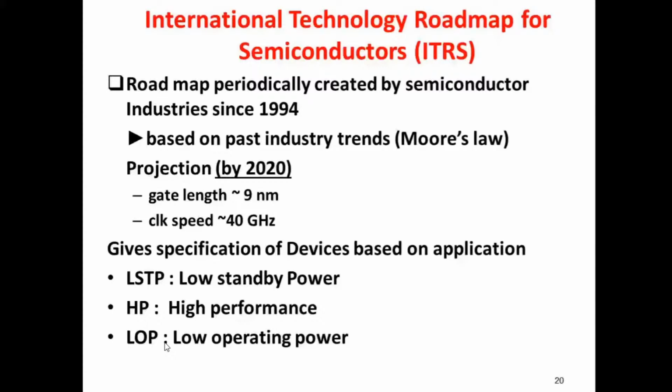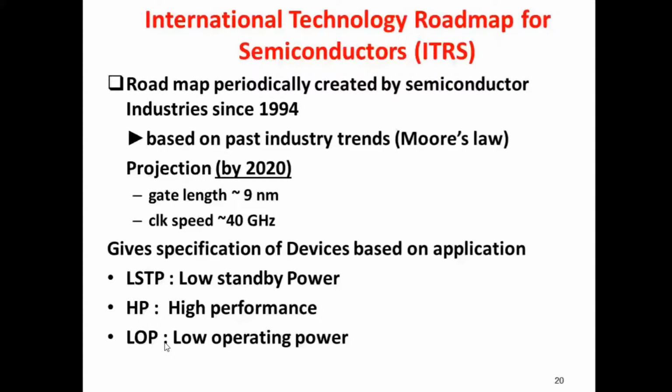ITRS also gives us the specification of devices based on applications. It has divided the devices into 3 categories. First is the LSTP devices, or the low standby power devices. Second is the high power or high performance devices. Third is the low operating power devices. The low standby power devices are typically the ones which are used in mobile applications which run on battery. In order to save the battery, the off current of the MOSFET has to be low so that the static power consumed by the CMOS circuit reduces.